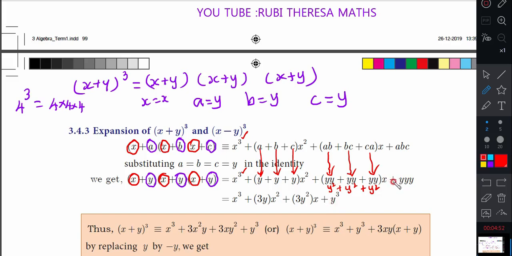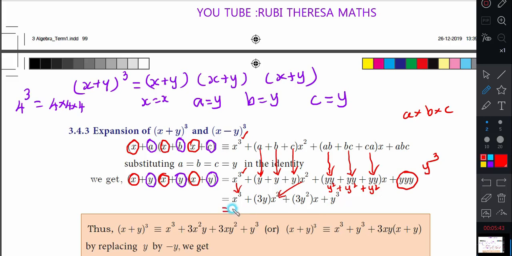Understand? Next, plus a into b into c, that is y into y into y. This is nothing but y cube. So, x cube as it is, y plus y plus y, how many y's? 3y. So, plus 3y into x squared. I told you, while you are studying the identity, you have to see the expansion and learn it. Then plus y squared, how many y squared? 3y squared. So, 3y squared x plus y cube.